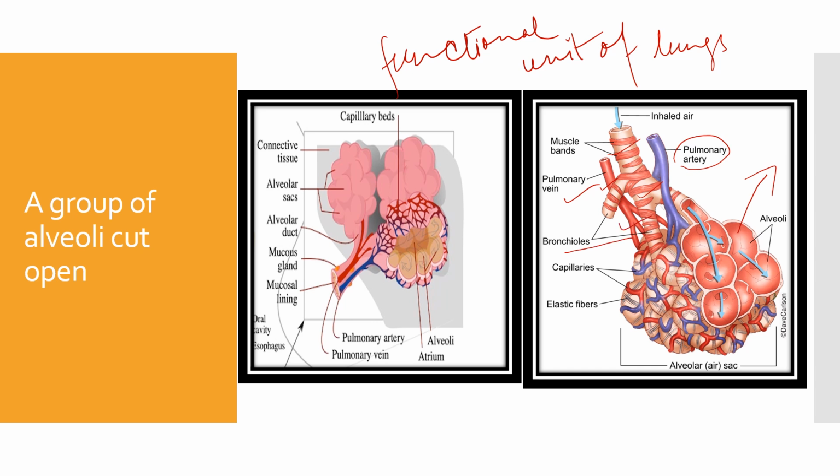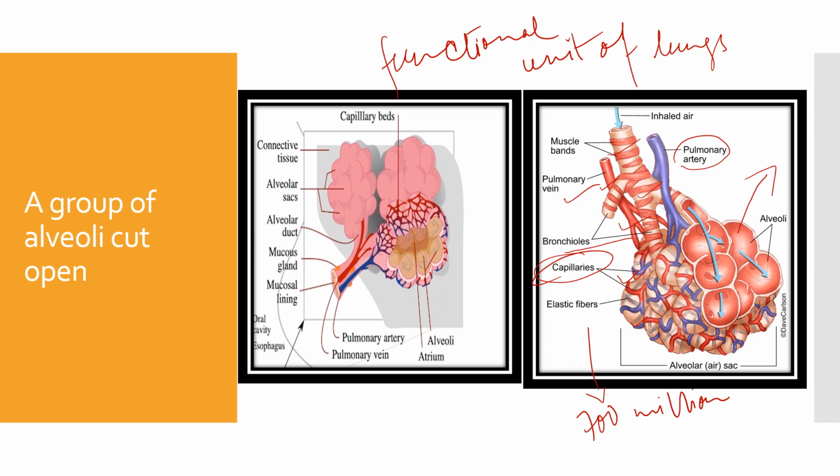You can see here, alveoli always have a rich supply. Each alveolus has a rich supply of blood capillaries from outside, and about 700 million alveoli are present in the lung. How many alveoli are present? Approximately 700 million. All the alveoli together cover about 80 square meters, which is nearly the area of a tennis court. That much alveolar surface is present in our lungs.